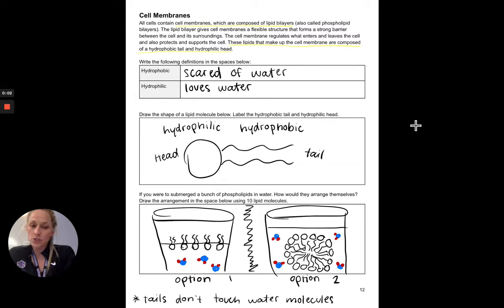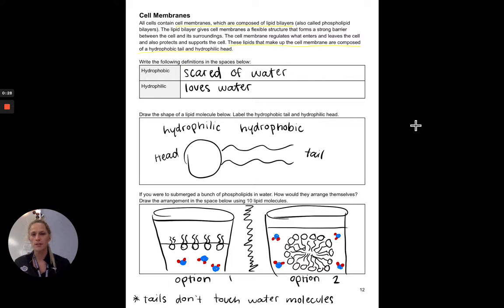Let's go over pages 12 and 13 of your note packet. Page 12 starts out talking about the cell membrane. You may have heard of the cell membrane, you may not be familiar with that word, but the membrane is basically just the outer surface of the cell. It's what keeps everything contained inside the cell and keeps everything outside the cell out.